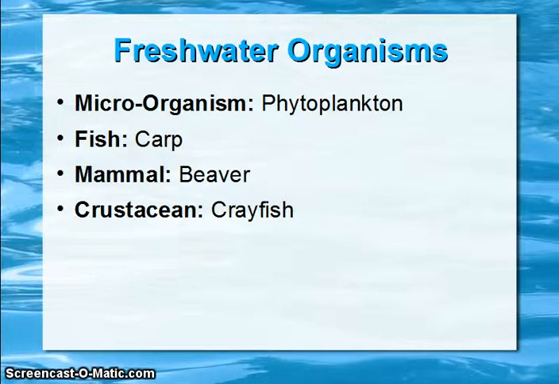Freshwater organisms: microorganism, the phytoplankton; fish, carp; mammal, beaver; crustacean, crayfish. Phytoplankton are tiny, free-floating, photosynthetic organisms in aquatic systems. Carp is a common name for species of freshwater fish from the family Cyprinidae.